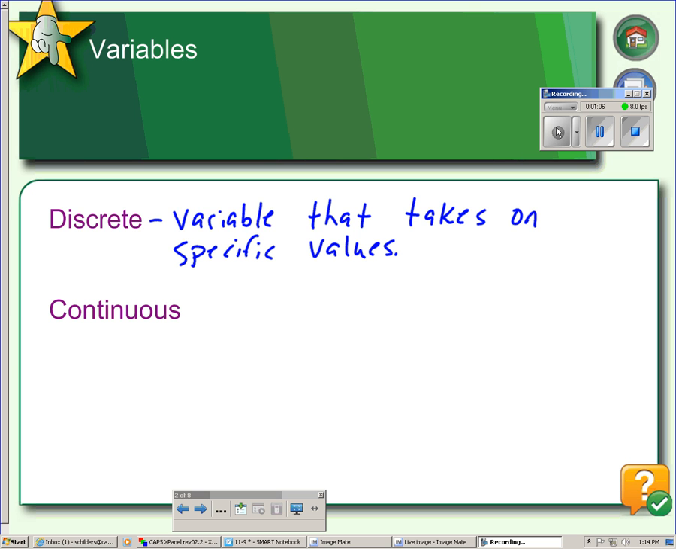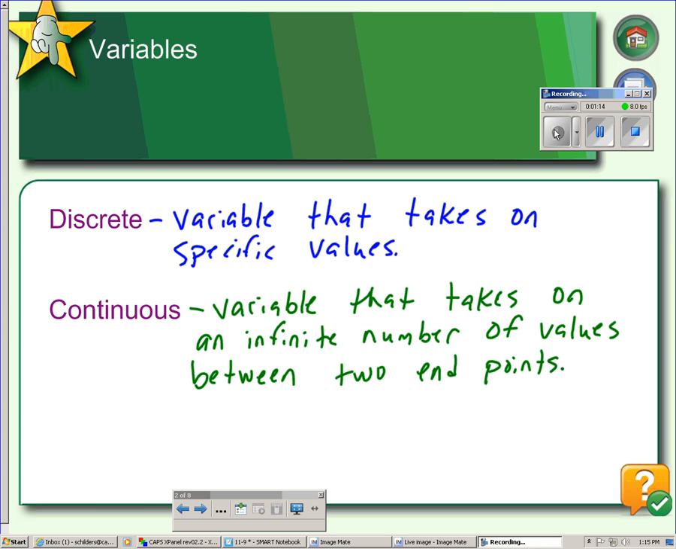Continuous variables, on the other hand, are variables that can take on an infinite number of possibilities between two endpoints. For example, if you were to measure the length of your pencil, it could be 5 inches long, or it might be 5.1, or it might be 5.11. It has an infinite number of possibilities between 0 and, say, 6 inches long. That makes it a continuous variable. So when we're talking about the normal distribution, we're talking about continuous variables. When we were talking about the binomial distribution, that related to discrete variables.